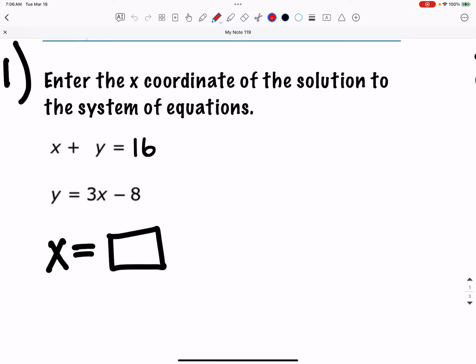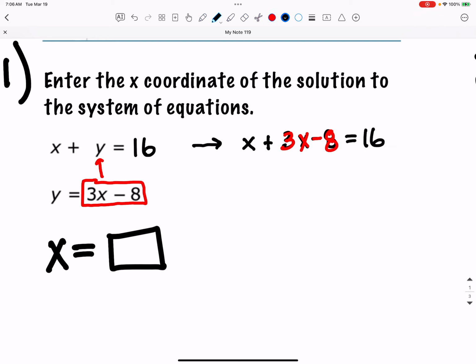Anytime this equation down here is helpful, anytime I see a y, I can plug in 3x minus 8. They're the same thing. So I'm going to rewrite this equation with 3x minus 8. I'm going to rewrite the whole thing over here, but instead of y, I'm going to write x plus 3x minus 8. I'm going to take out the y and plug in the 3x minus 8, and that equals 16. All right, we don't have to figure out both. We only have to figure out the x for this.